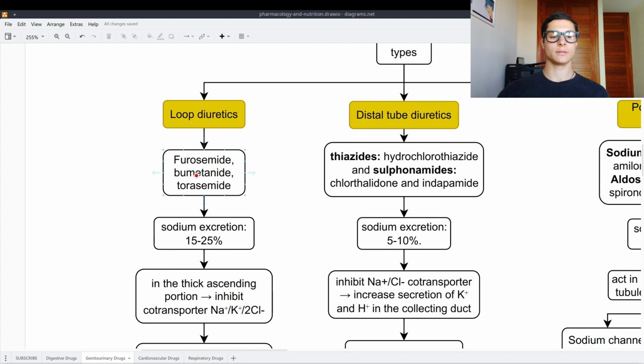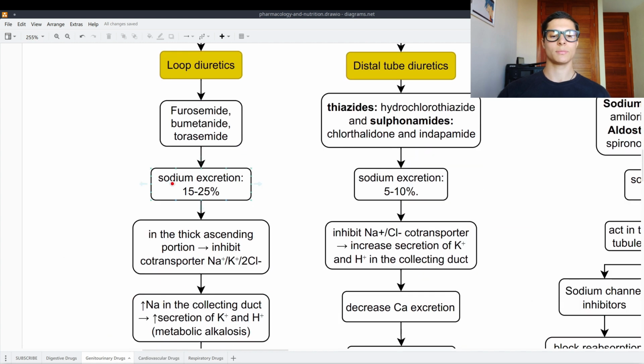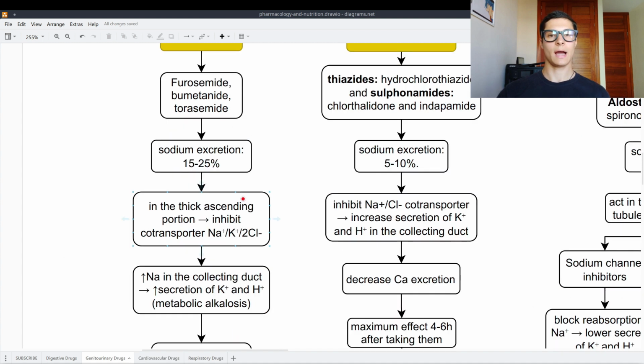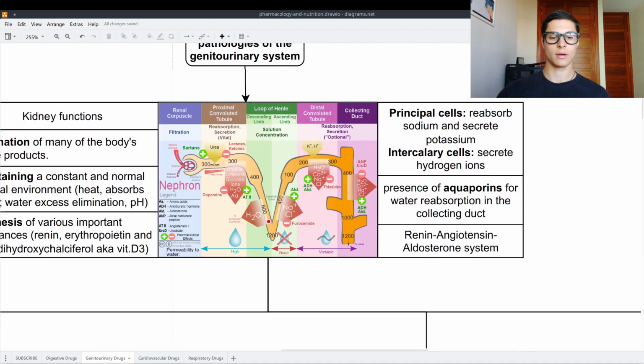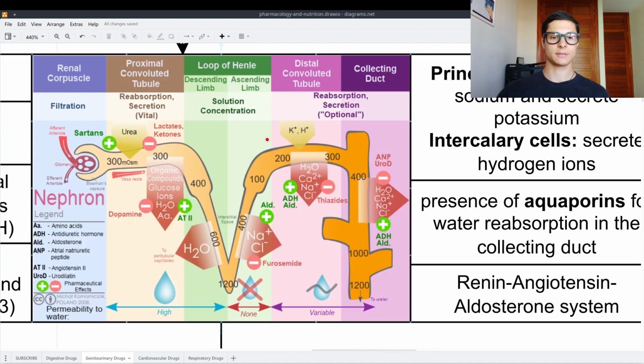The loop diuretics are the furosemide, bumetanide and torasemide. The sodium excretion is between 15 and 25%. They act in the thick ascending portion. They will inhibit the co-transporter of sodium, potassium and chlorine. As you can see here, there is the furosemide acting in the ascending limb of the loop of Henle.